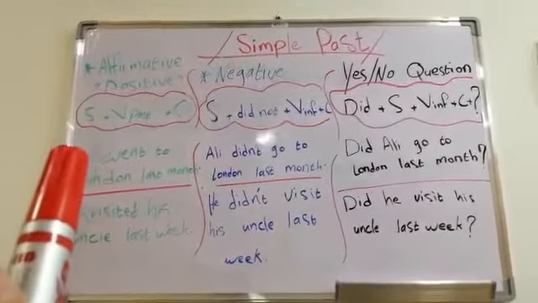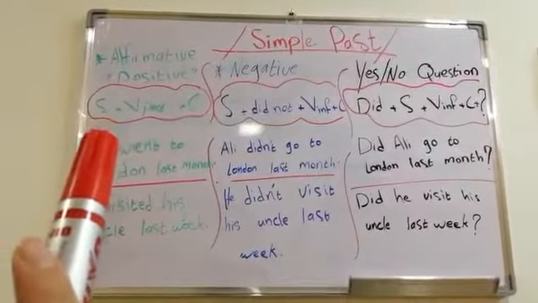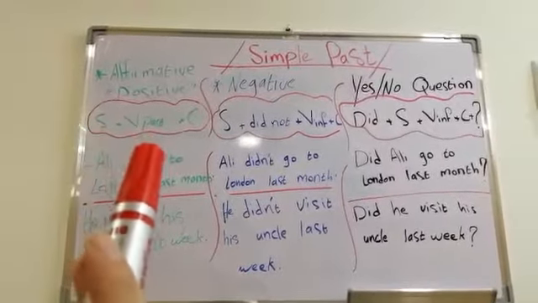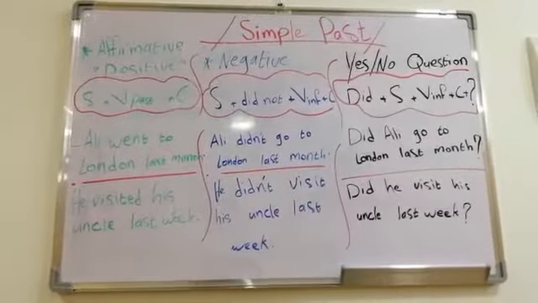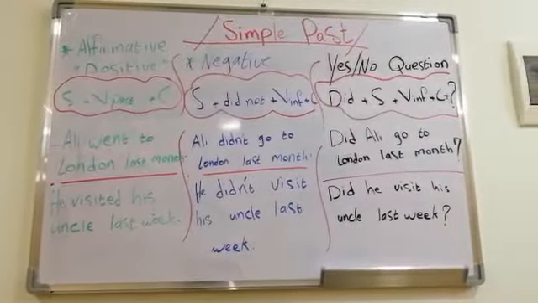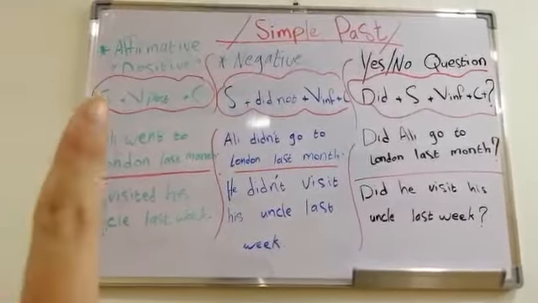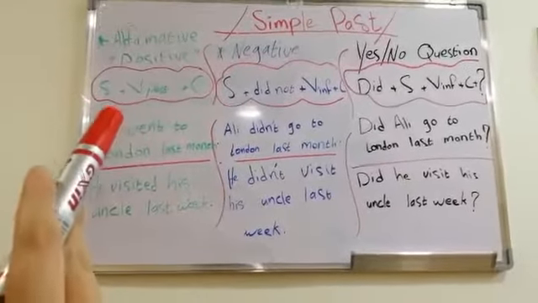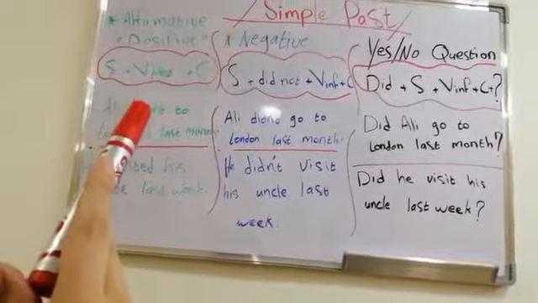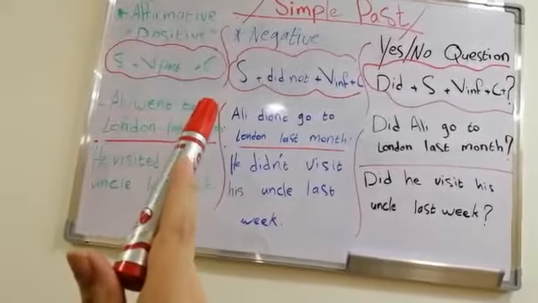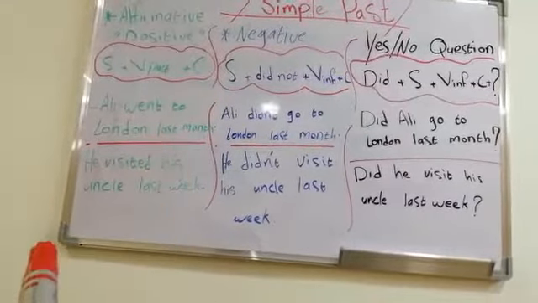So here in the affirmative form we have subject plus verb in the past tense and complement, like what we said for 2 minutes. This is the base form of simple past. So here we have the subject, the verb in the past tense, and the complement.